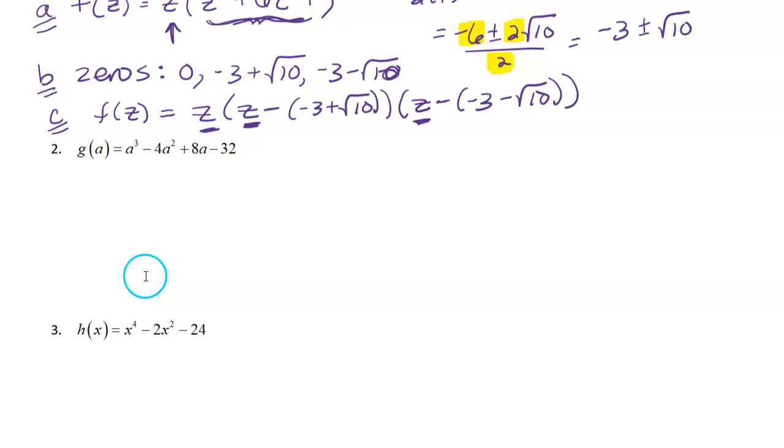Now for number 2, you have to start this one using grouping. I'll just give you a little hint here that with grouping, you put it into 2 groups.